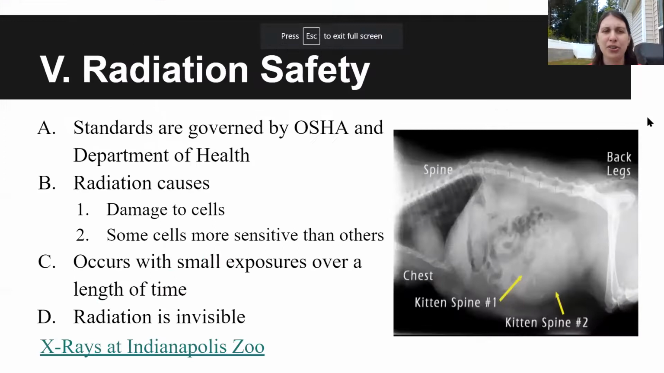Okay, so radiation safety is a huge, huge, huge thing. Standards for being safe are set by OSHA and the Department of Health. Because radiation without the proper protection can end up damaging cells, and some cells are more sensitive than others. So if you're working in a vet clinic doing X-rays, then even just small exposures over time can end up causing problems.